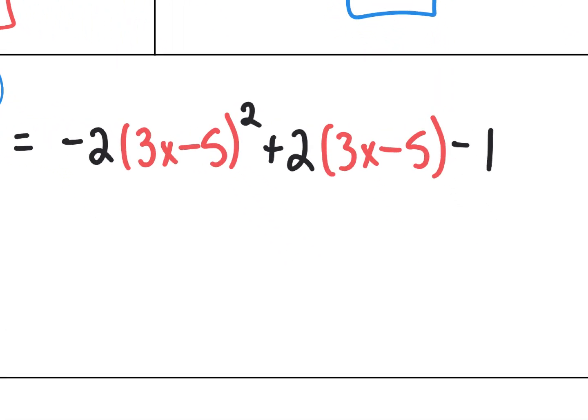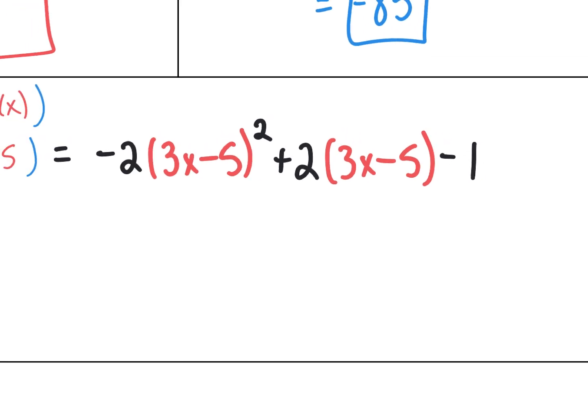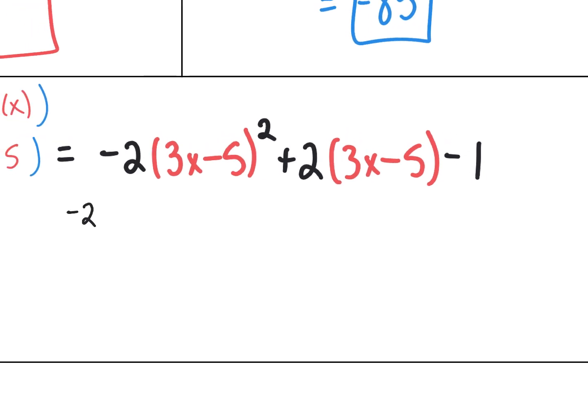Hold up a second, friends, before we just start attacking this. Order of operations. What do I have to do first? Which means what? What did we learn in the warm-up today? A binomial squared. What does it mean? You got to multiply it by itself. So what you're telling me is that this should look like this when I expand it.